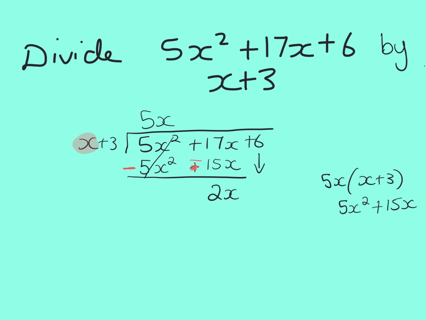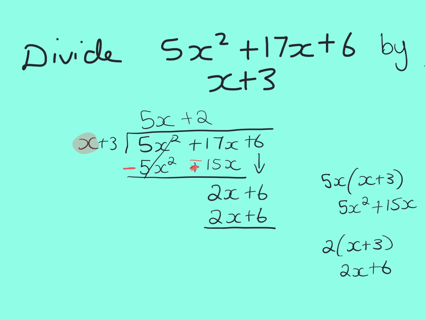And I'm going to carry down my next term, plus 6. I start the whole process again. So what would I multiply by x that would give me 2x? Well, I know that's plus 2. Do my little multiplication now here. 2 times x plus 3, which is the divisor. 2 by x is 2x. 2 by plus 3 is plus 6. So I get 2x plus 6, line underneath.